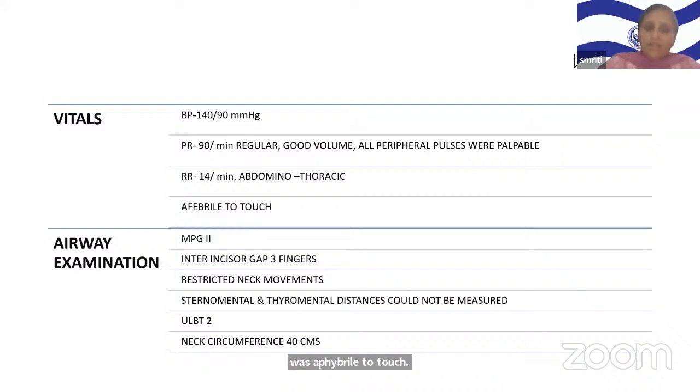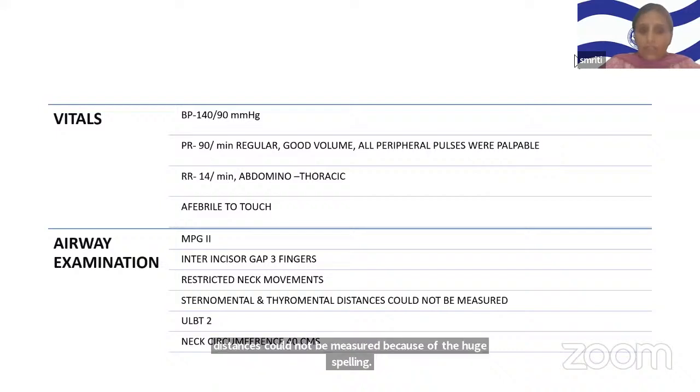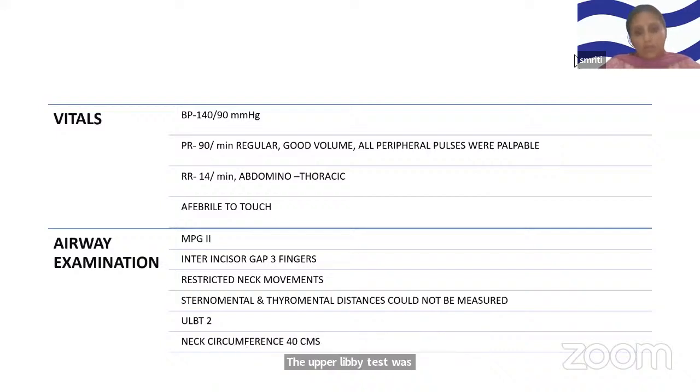When we did her airway examination, she had Mallampati grade 2. Her interincisor gap was 3 fingers. Her neck movements were restricted. The sternomental and thyromental distances could not be measured because of the huge swelling. The upper lip bite test was 2, and the neck circumference was around 40 centimeters.